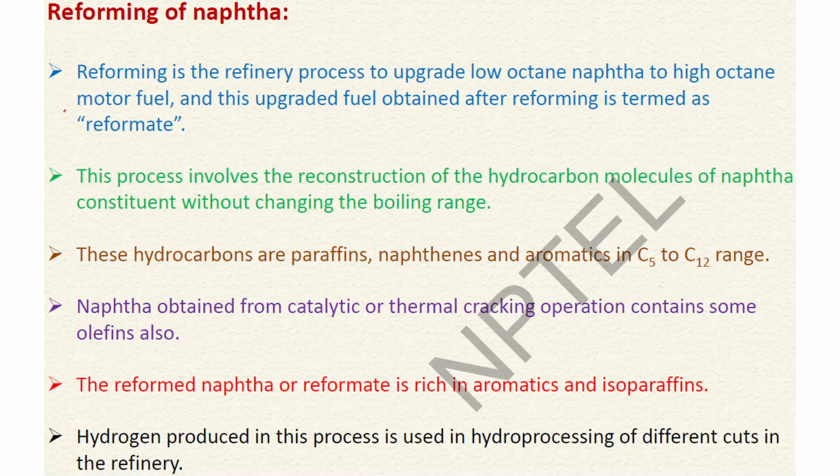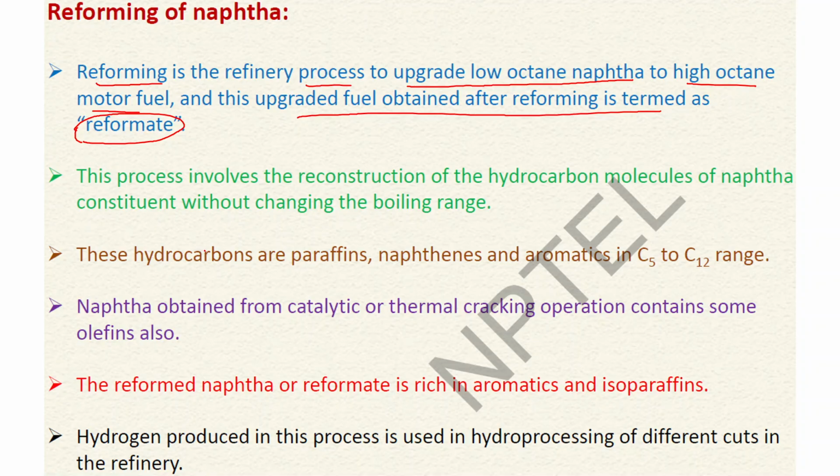So reforming is basically a process in which we upgrade the low octane naphtha to high octane motor fuel, basically high octane gasoline. And this upgraded fuel obtained after reforming is termed as reformate. This process involves the reconstruction of the hydrocarbon molecules of naphtha constituents without changing the boiling range. The boiling range is kept similar.